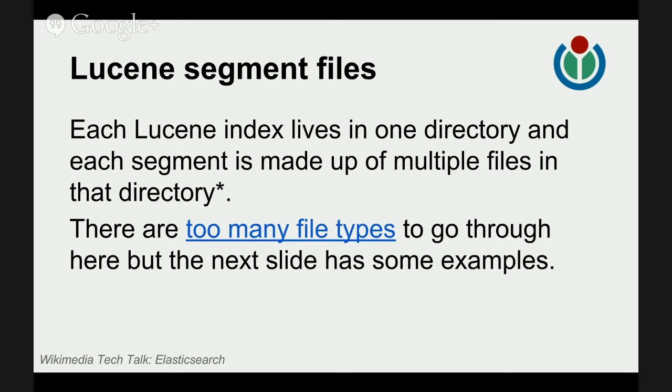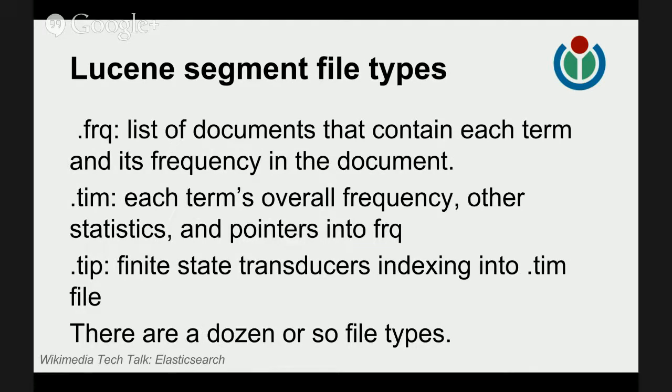Anyway, Lucene segments are made up of many files. Each index lives in a directory where you just spew tons of these files. There are way too many types for me to go through, but I will give you 3 quick examples. If you were to go into the directory and ls in there, you'd see FRQ files, which are lists of documents that contain each term and the frequency in the document. TIM files, which are the terms' overall frequency and then pointers into the FRQ files, and TIP files, which are an index into the TIM files. And there are like a dozen of these files that do these other things.